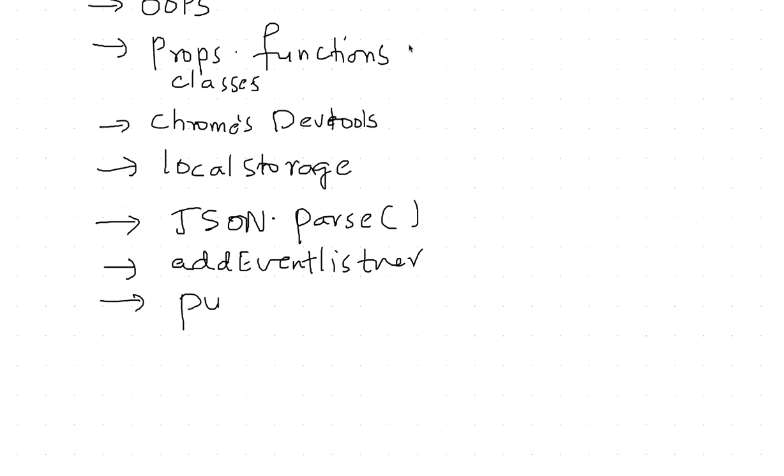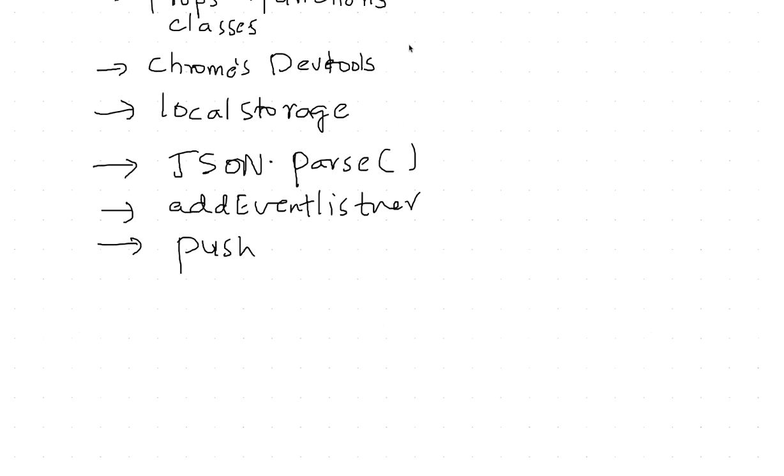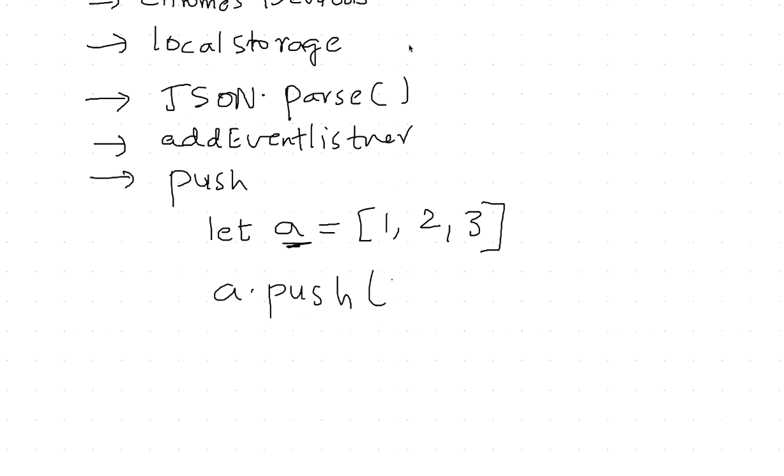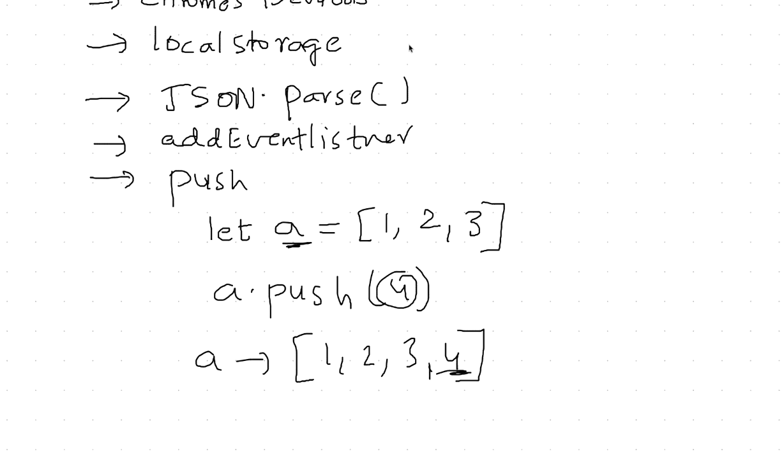Push, basically what it does is, let me just give you one example. Let us say I have a variable called let a is equal to 1, 2, 3. So this represents a is an array. And if I say a dot push 4, then a would become 1, 2, 3, and 4. This is one of the important functions that we use. So 4 gets added at the end of this array.